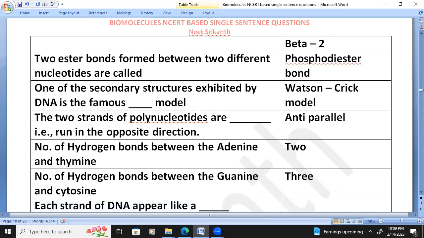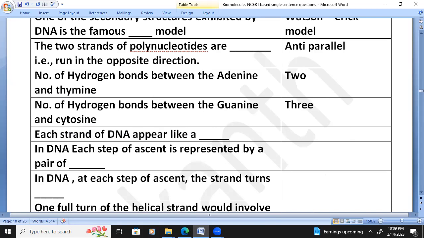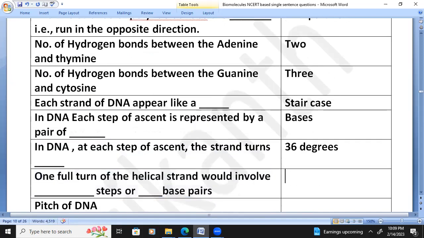Each strand of DNA appears like a staircase. In DNA, each step of ascent is represented by a pair of bases. At each step of ascent, the strand turns 36 degrees. One full turn of the helical strand involves 10 steps or 10 base pairs. The pitch of DNA is 34 angstrom.